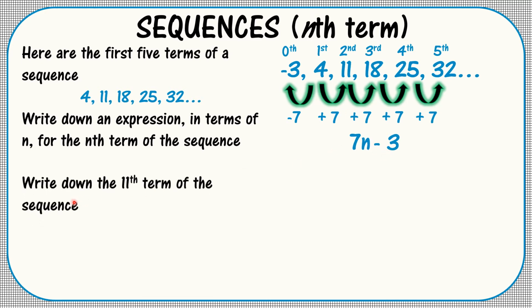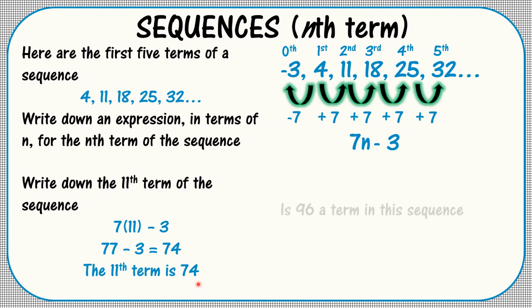The next type of question is write down the 11th term of the sequence. We've done this in the first slide. You replace the letter n with the number 11 because we're trying to find the 11th term. So it's 7 times 11 minus 3. 7 times 11 is 77. Minus 3 is equal to 74. So we will say the 11th term is 74.